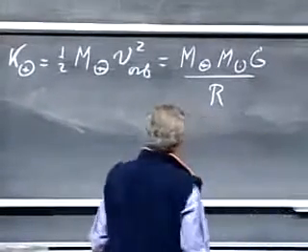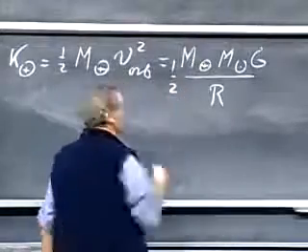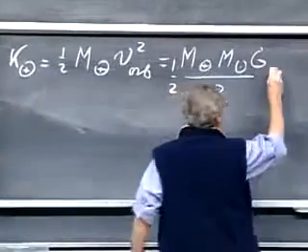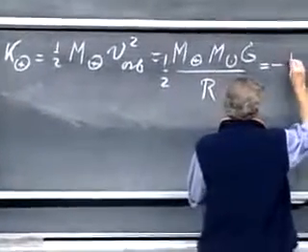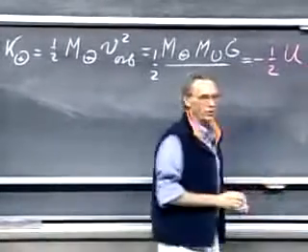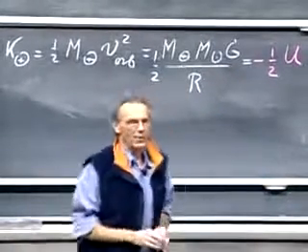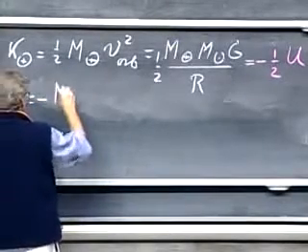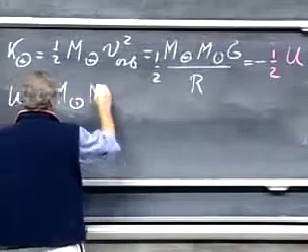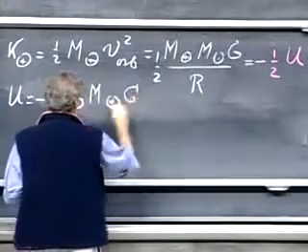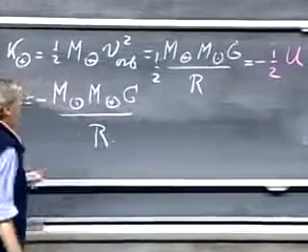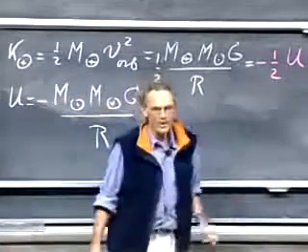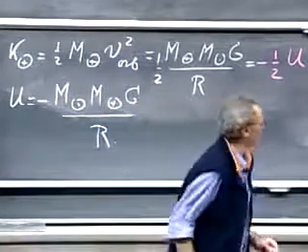But oh, there's a half here. Whenever I make a slip, you should always interrupt. So there's the half here. This is also minus 1/2 the potential energy. And remember, the potential energy equals minus m Sun, m Earth, G divided by r. So here you see plus half, here you see minus 1, so this is indeed minus half the potential energy.